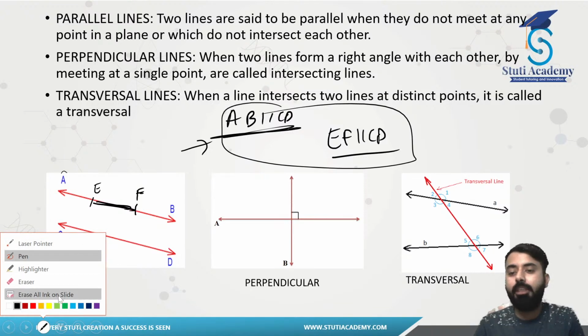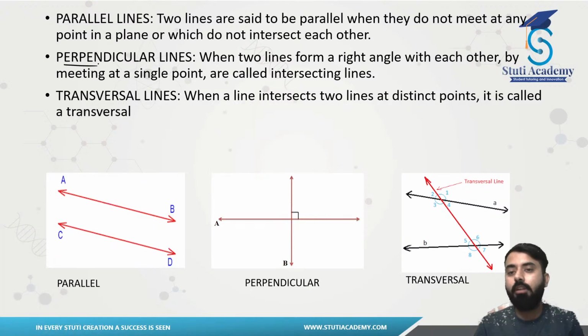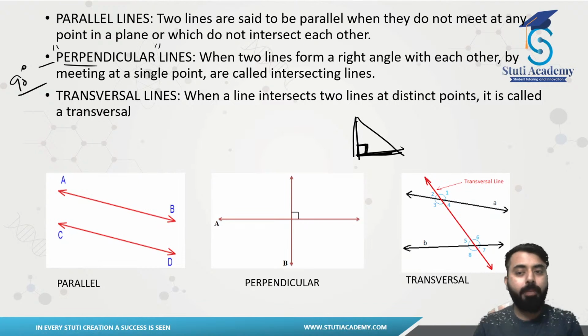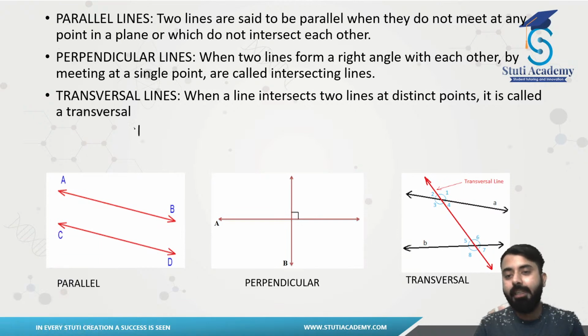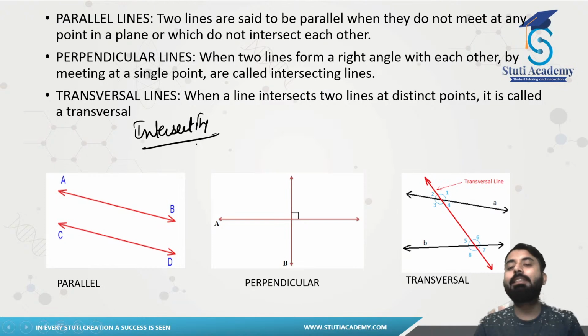Now next point is our perpendicular lines. This is the word you always use while you're talking about an angle of 90 degrees, right? If you want to construct a right angle triangle, you do what? You just take a base and construct a 90-degree angle, or you can take a line which is perpendicular to your base. So perpendicular means those pair of lines which are intersecting. Now the word intersecting means when two lines cut each other at a distinct point.